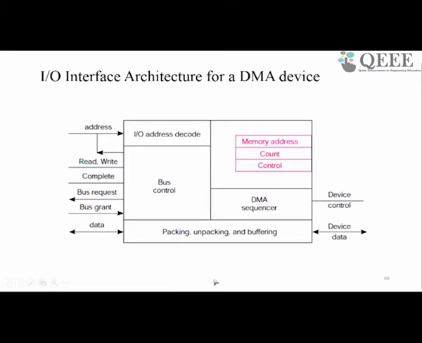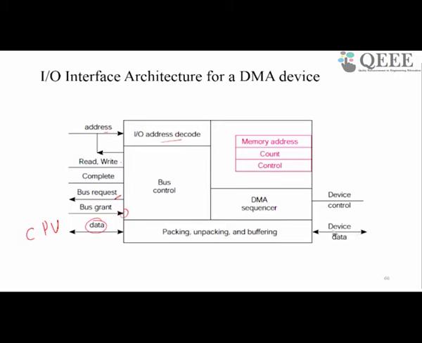A typical DMA controller will have the following structure. It uses the address to identify whether the address is actually meant for this controller. It decodes the address to identify whether this address is its own address. It can also use the read-write control signals. Then it can request the bus from the CPU using the bus request. The bus, if it is granted by the CPU, will be taken by this one. The bidirectional data bus is used for data transfer between the CPU and the DMA controller.